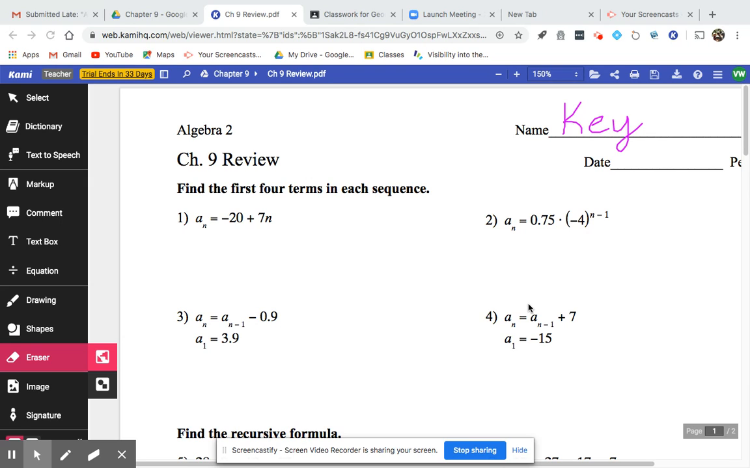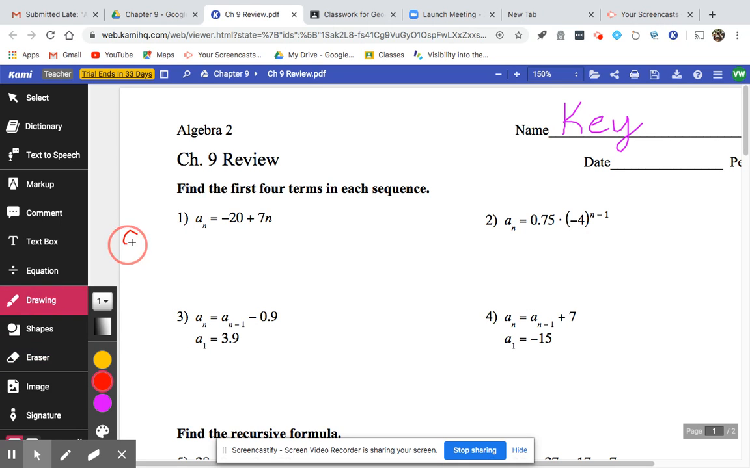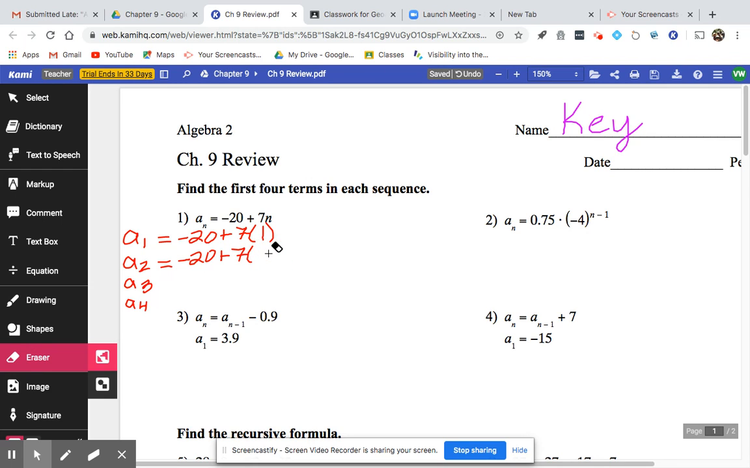So if I want to find the first four terms in the sequence here, that means I need to find A1, A2, A3, and A4. And finding these is actually pretty simple. All you gotta do is plug in 1, 2, 3, and 4, respectively, into the sequence rule that they give you. So for instance, I want to take negative 20 plus 7 times 1. And then down here, I want to take negative 20 plus 7 times 2.